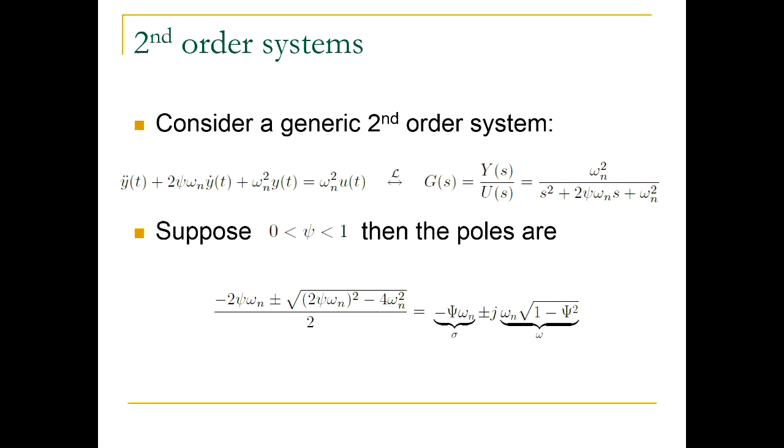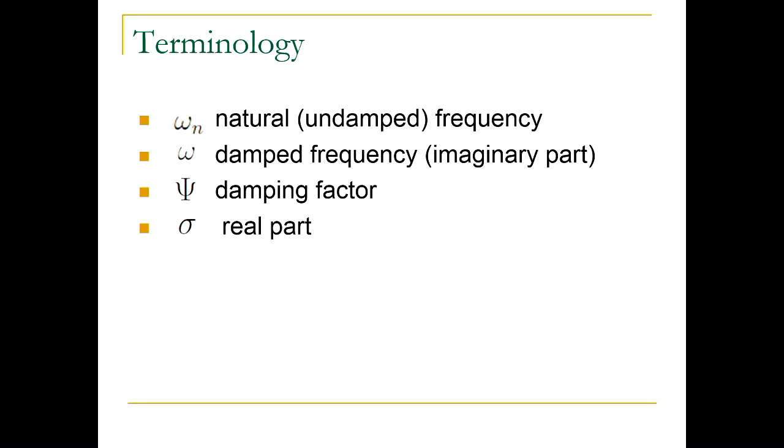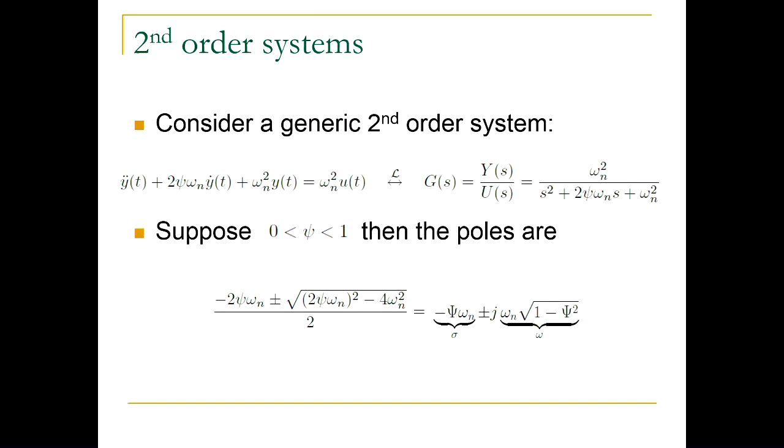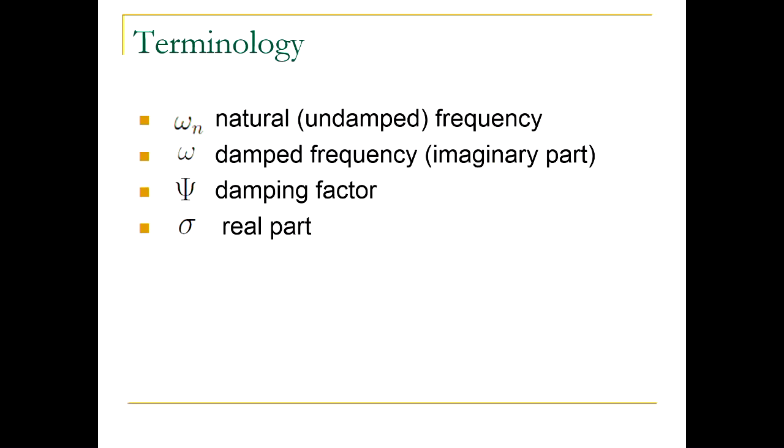And if you look more carefully, first some terminology. Omega n I call the natural or undamped frequency. Omega is the damped frequency, it's just the imaginary part. Sigma is the real part. Psi is damping, and omega n is natural or undamped frequency. So this is just the terminology.